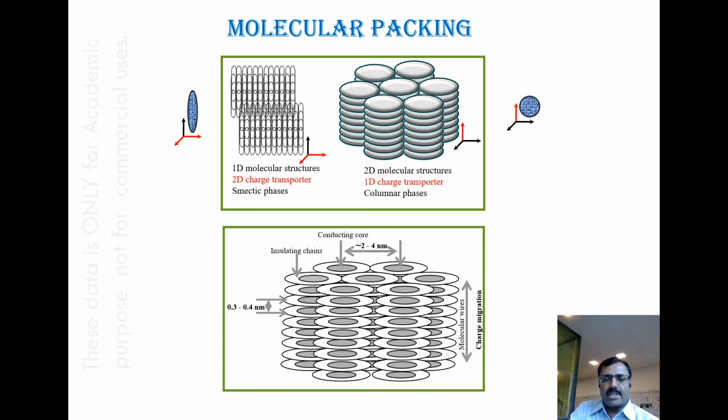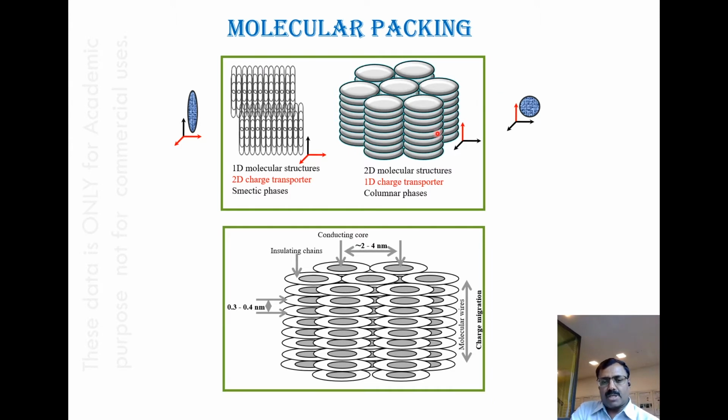So what is the advantage in these two? This molecule has a one-dimensional molecular structure, as you can see here, and they have two-dimensional charge transportation facilities, which show symmetric phases or layer structures. So here charge can transport in two directions, whereas in this rod-shaped type, molecules transport charge in one direction. But the two molecular structures form the columnar phases or layer structure. I will talk about this type of molecule.